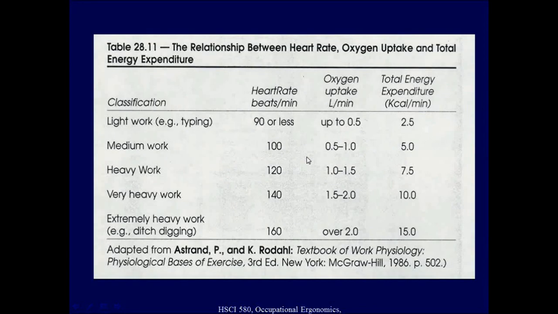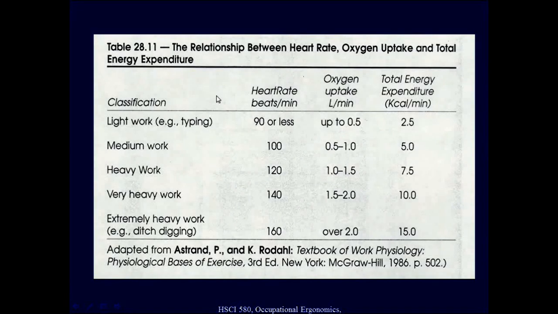The relationship between heart rate, oxygen uptake, and total energy expenditure. I would like you to just look at the ranges right here. For example, heart rate beats per minute 90 or less in light work, all the way up to 160. In oxygen uptake, we're looking at 0.5 liters per minute to over 2 for extremely heavy work. Total energy expenditure in kilocalories per minute, 2.5 for light work, up to 15 kilocalories per minute for extremely heavy work.